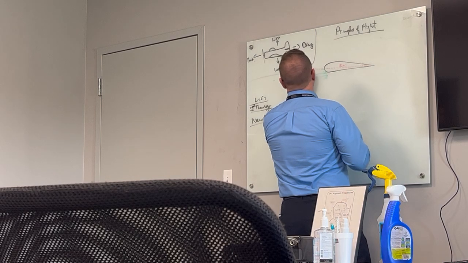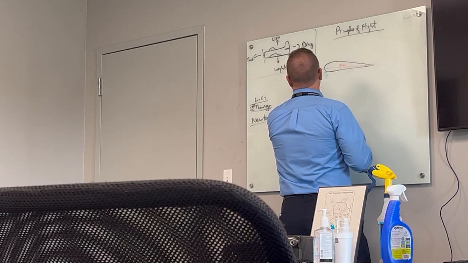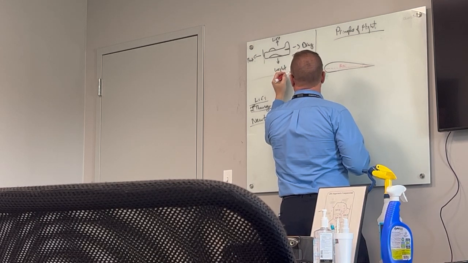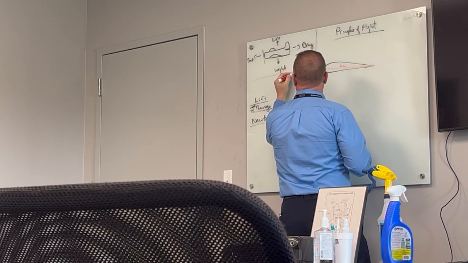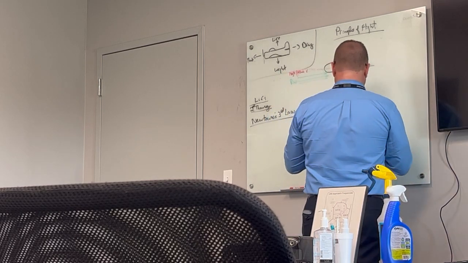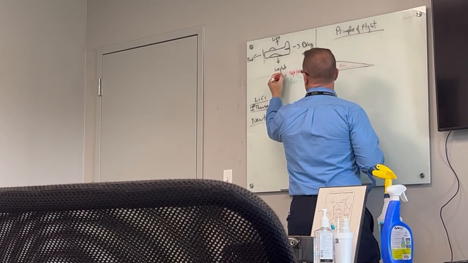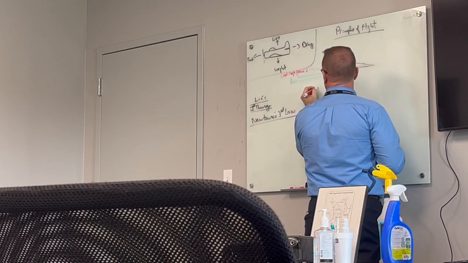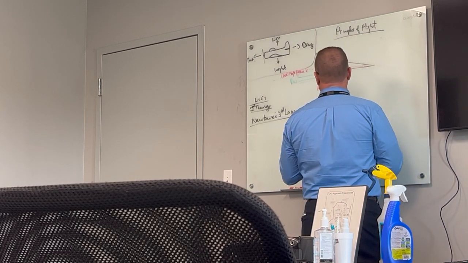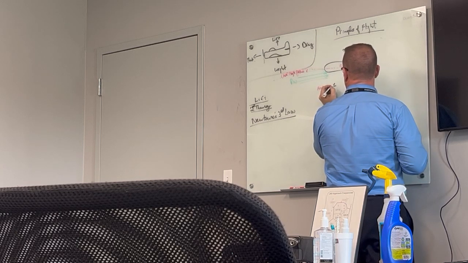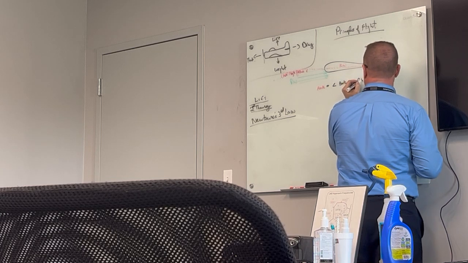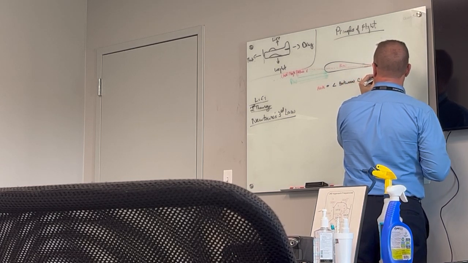So we have a new concept here we need to talk about, and that is something known as the angle of attack. What is the angle of attack? So AOA. So AOA is the angle between the chord line and the relative wind.